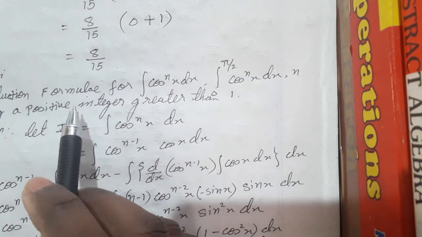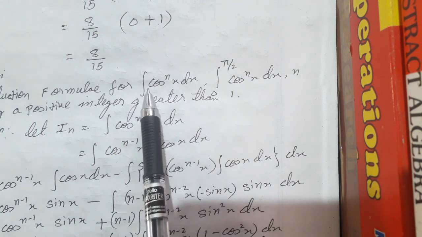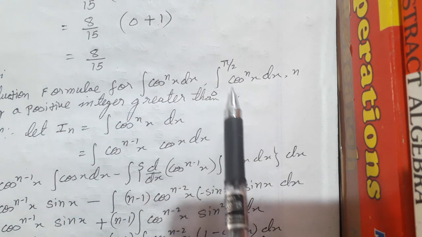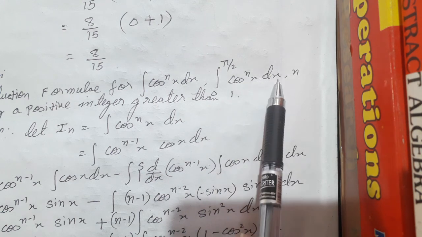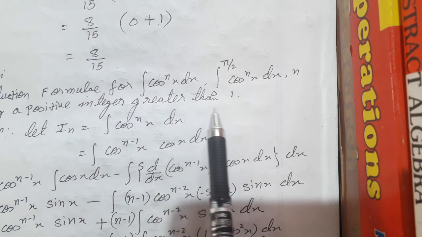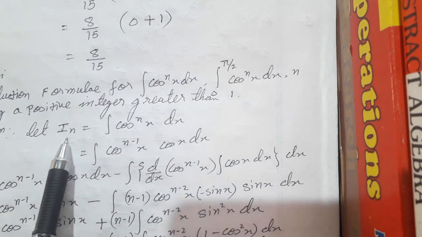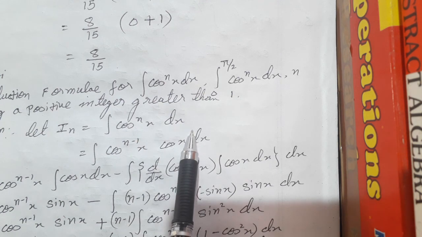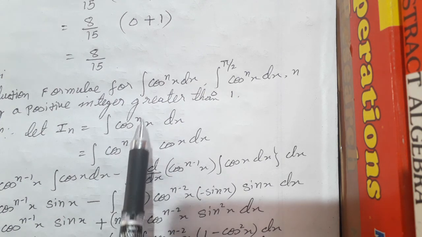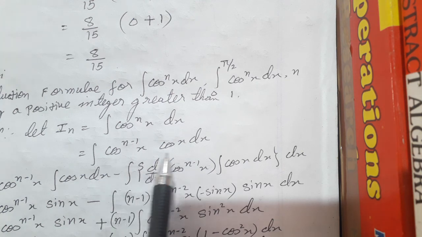We are trying to find the reduction formula for integration of cos to the power n x dx, or integration from 0 to pi by 2 of cos to the power n x dx, where n is any positive integer greater than 1. So I take I_n equal to integration of cos to the power n x dx. Then I have written cos to the power n x dx can be written as this.